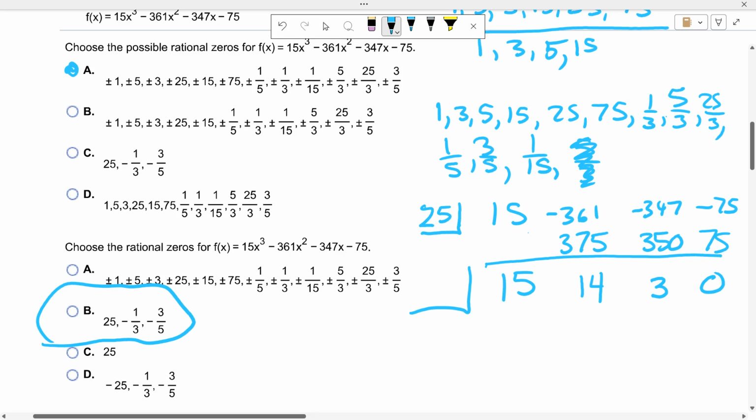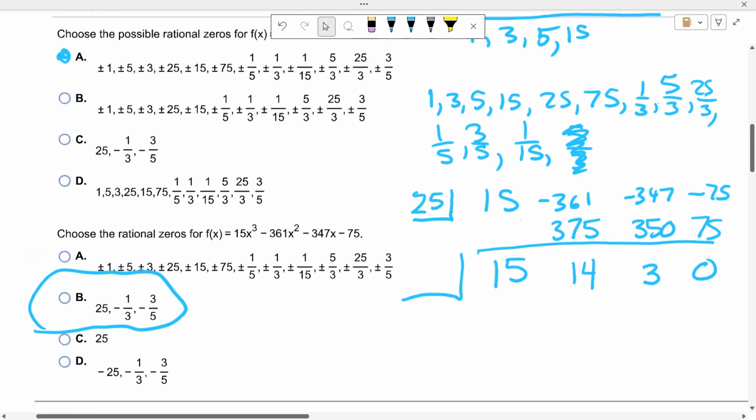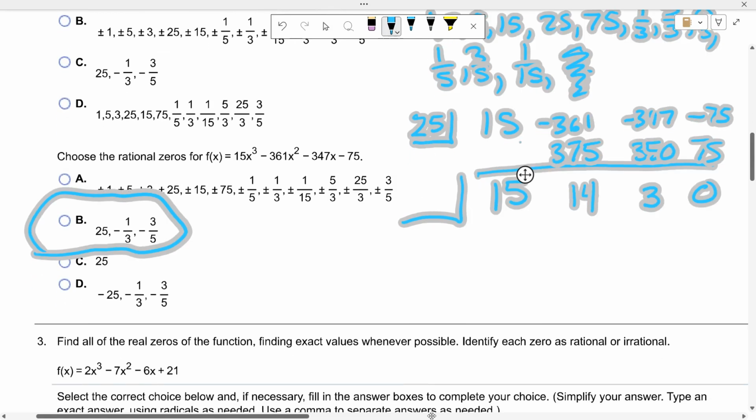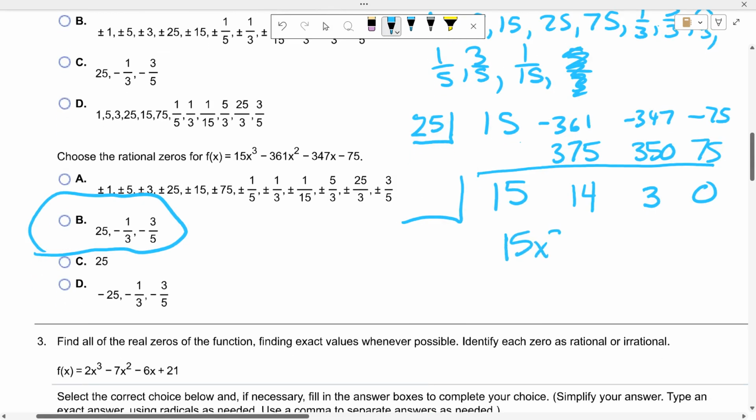So then, once you get this far, and if you don't have multiple choice, what do you do? Well, you could keep trying this, but this list is long, right? This is 15x squared plus 14x plus 3. So you could try factoring it, or you could do the quadratic formula.